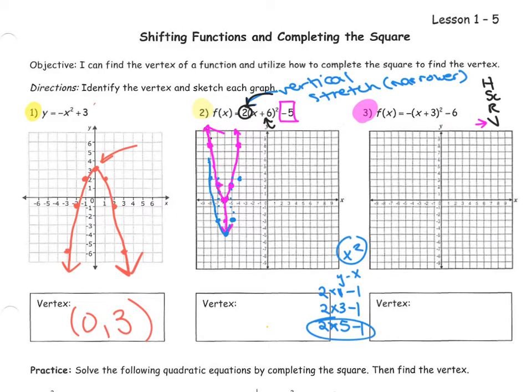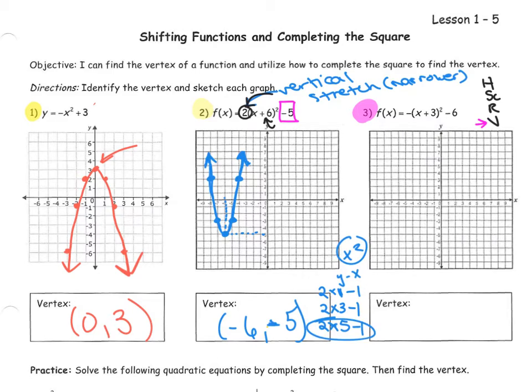So I'm going to erase the pink. Okay, tried to draw that as best as I could. And now our vertex is located at, let's see, -6, -5. So there's our vertex. Okay, awesome. And again, as we noticed, this became narrower because of that vertical stretch. And you guys can try question 3.